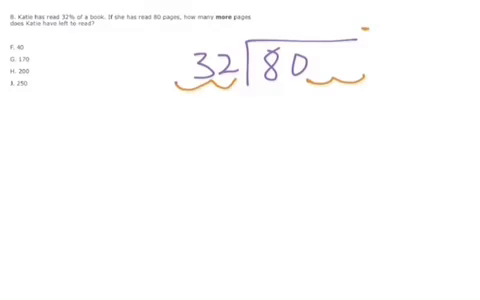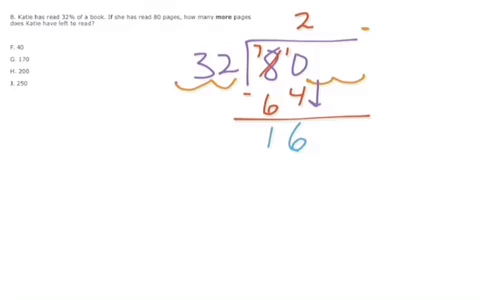So 32 into 80. Well, I know for sure it goes twice. It's probably not going to go more than that, so I'm going to put a 2. And I've got 32 times 2 would give me 64. Do some subtraction here. I can borrow 7. 10 minus 4 gives me 6. And 7 minus 6 is 1. From there, bring down my 0. And I get 160 divided by 32.